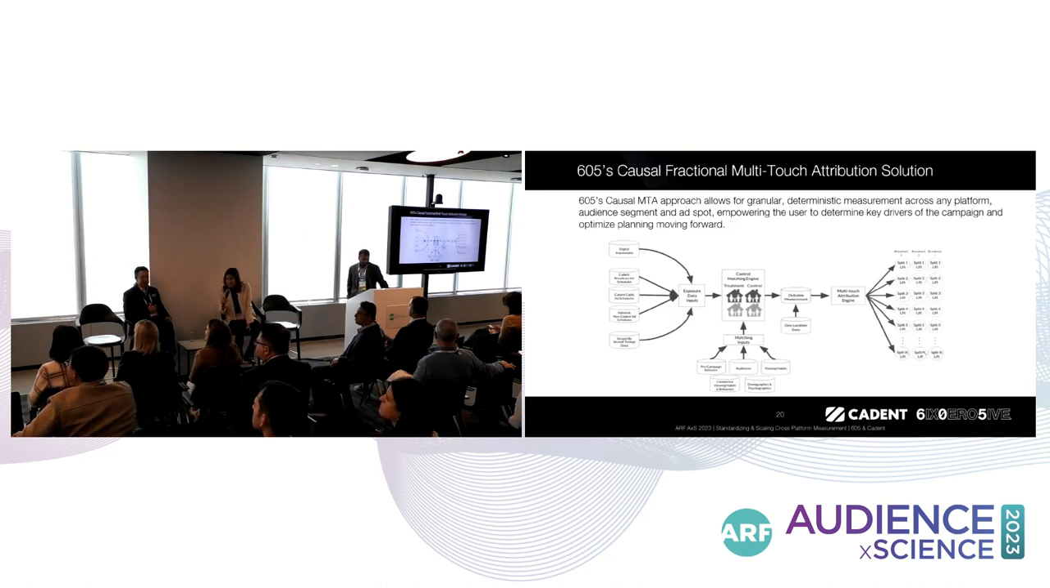So overall, at 605 we use a causal fractional multi-touch attribution solution, which is a lot of words. So I will step through it in a couple of ways. Here's a really big picture, and I'll step through each of the components.